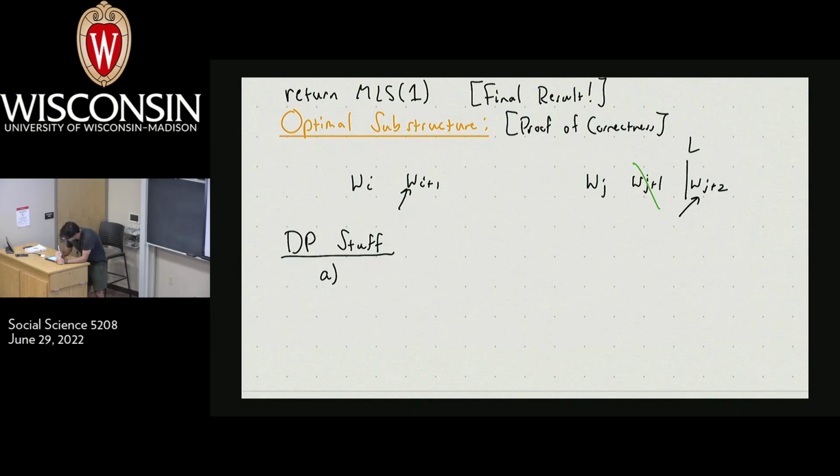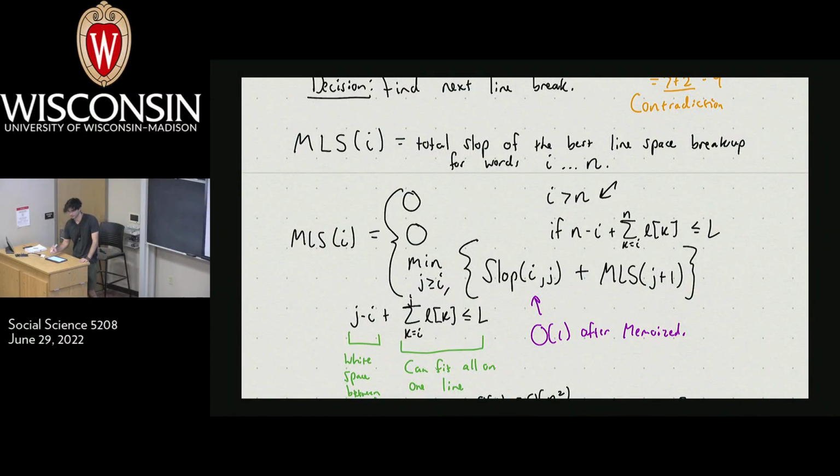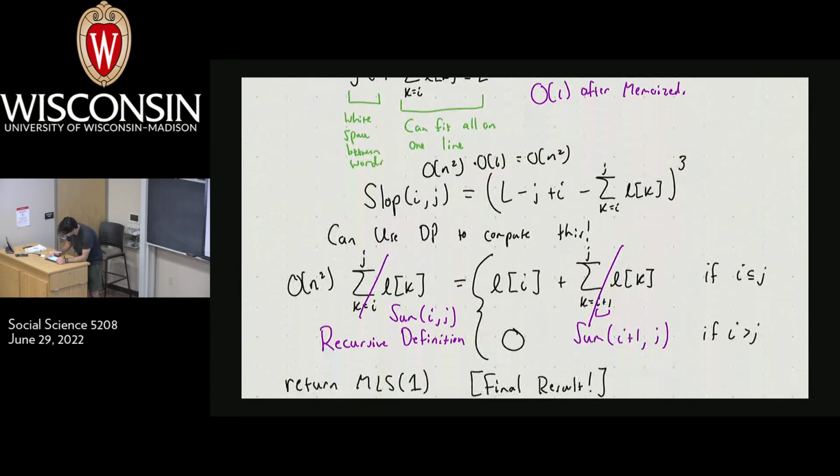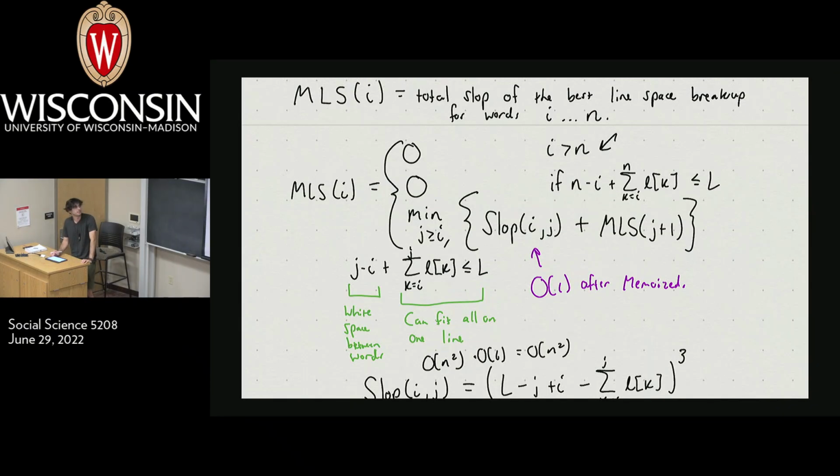Swap that minus for a plus. So you have one subproblem per i, and i can be anything from 1 to n plus 1. Again, it's n plus 1 because we might run out of words. So that's that case. We might not ever hit that base case, but just to be safe, throw in the n plus 1.